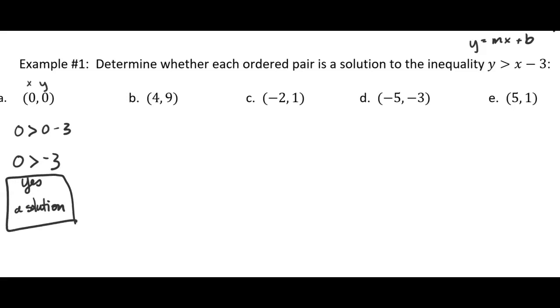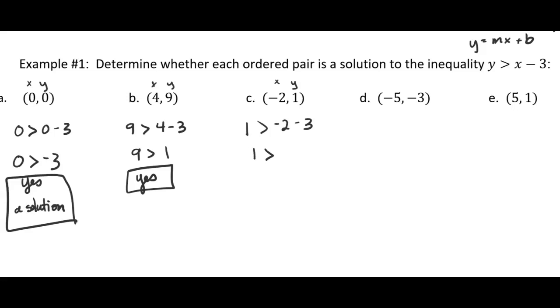Okay, then we go to the next ordered pair, (4, 9). Again, this is the x, this is the y. We put in 9 is greater than 4 minus 3. Okay, 9 is greater than 1. Yes, it's a solution. The next one: this is our x, this is our y. We have 1 is greater than -2 minus 3. So I have to do the calculation, -2 minus 3. Is 1 greater than -5? Yeah, that's a solution also.